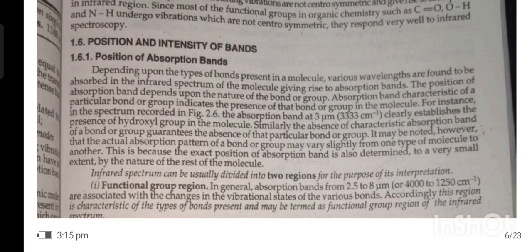Similarly, the absence of a characteristic absorption band of a bond or group guarantees the absence of that particular bond or group. It may be noted, however, that the actual absorption pattern of a bond or a group may vary slightly from one type of molecule to another. This is because the exact position of an absorption band is also determined, to a very small extent, by the nature of the rest of the molecule.